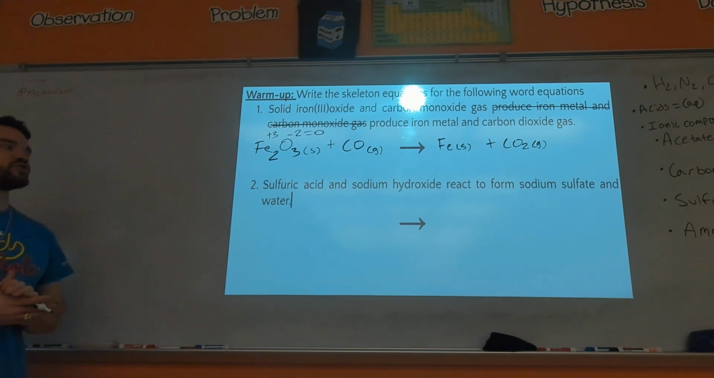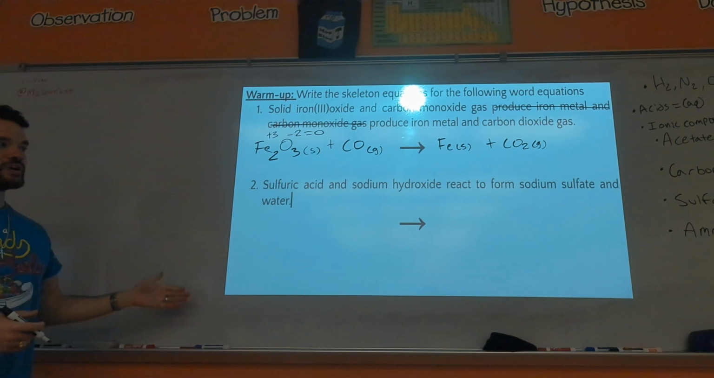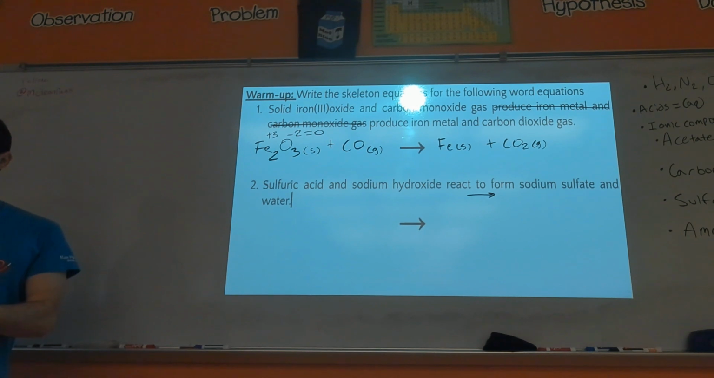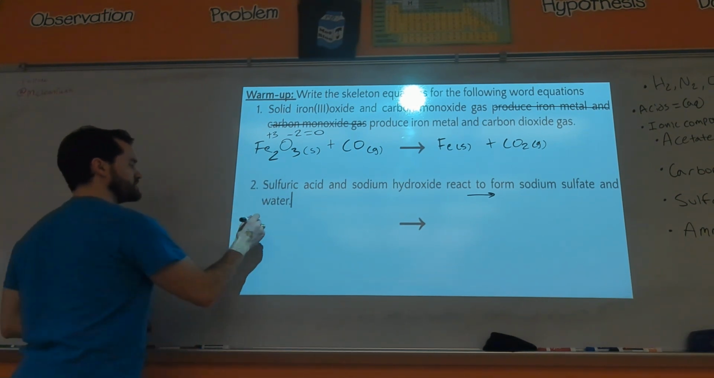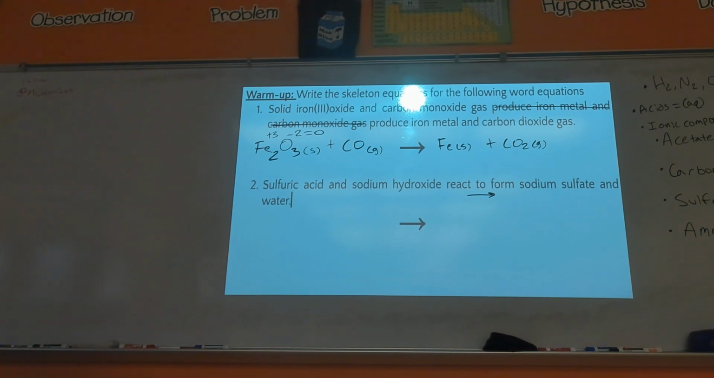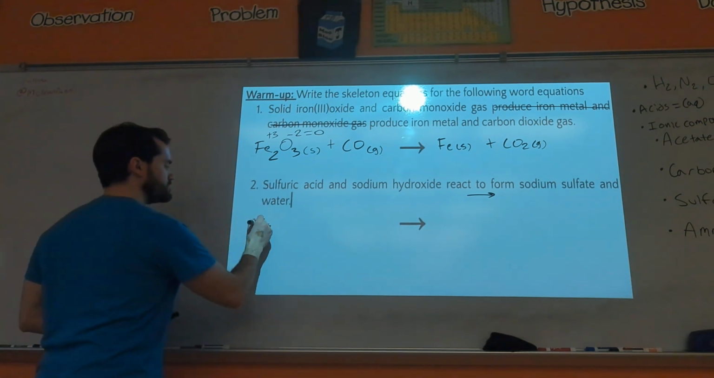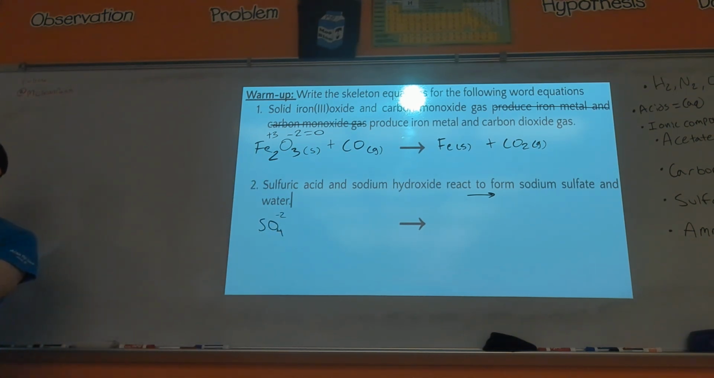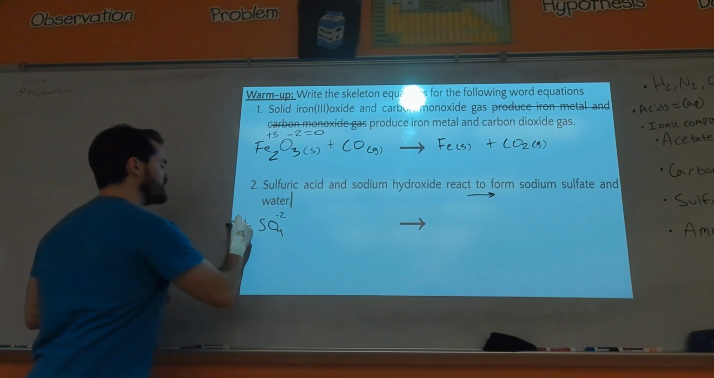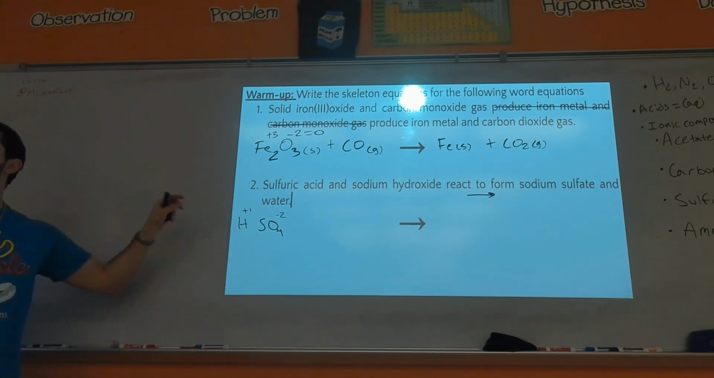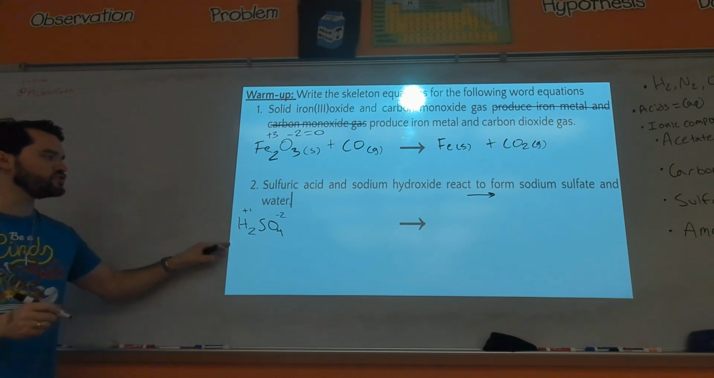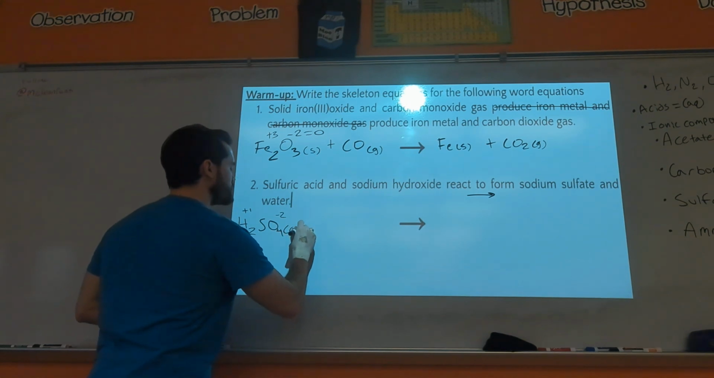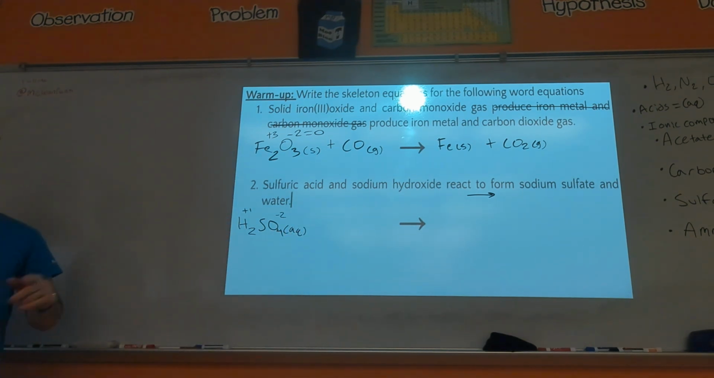Going to the second question, you have sulfuric acid and sodium hydroxide react to form, so that's like your arrow, sodium sulfate, and water. So my reactants would be sulfuric acid. So sulfuric acid, that's referring to the sulfate ion, which is SO4. It's got a -2 charge. Acids always have the hydrogen in front of it. So here you'd have a hydrogen, but hydrogen's a +1 charge. So I'm going to need 2 hydrogens. It's H2SO4. And then acids are always aqueous, always AQ. Acids are something that's dissolved in water.